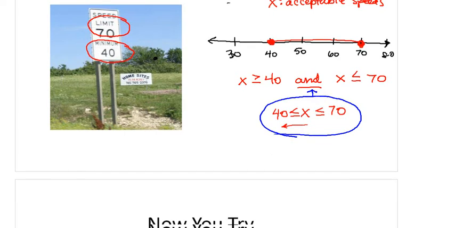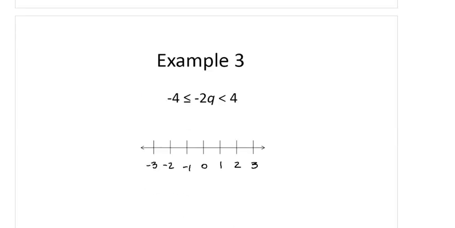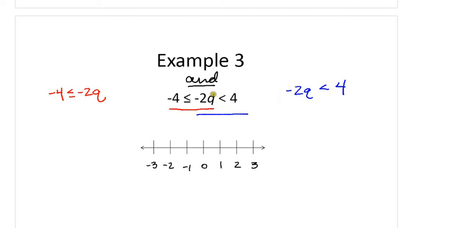I'm going to scroll back down here and break this into two parts. Let's start with a red pen. I know that -4 is less than or equal to -2q. And here's the and part: -2q is less than 4. Notice I just took that center expression, what's in between the two inequalities, and I just split it up.